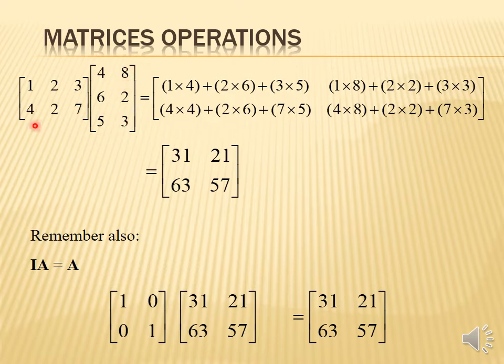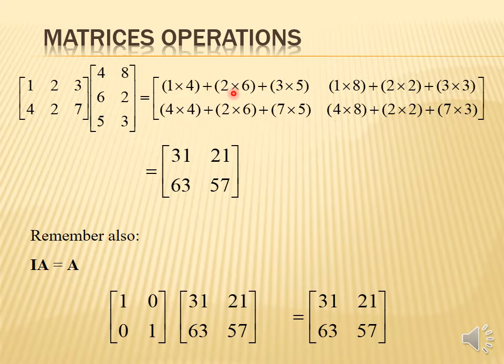Now multiply the second row with the first column and second column. So 4 multiplied by 4 plus 2 multiplied by 6, then similarly 7 multiplied by 5. Now the second row multiplied by the second column: 4 multiplied by 8 plus 2 multiplied by 2, then 7 multiplied by 3.